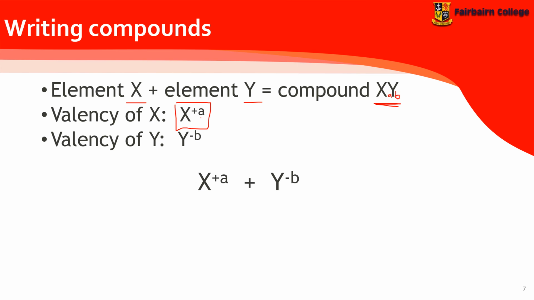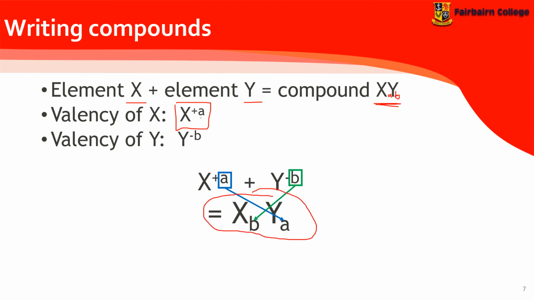and then you write X and Y again, and you carry over the valency. I'm going to show you now. So you write it as X_B Y_A. The valency from X is carried over to Y, and the valency from Y is carried over to X. The valency is written in the upper corner of the symbol, and then when you write the formula, you write it as a subscript, slightly below the symbol.